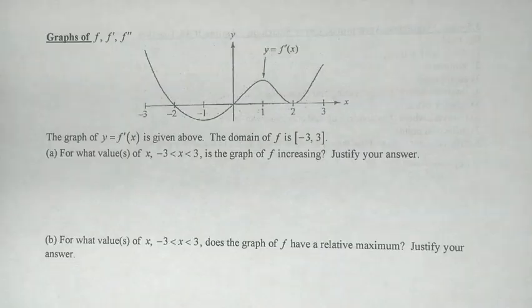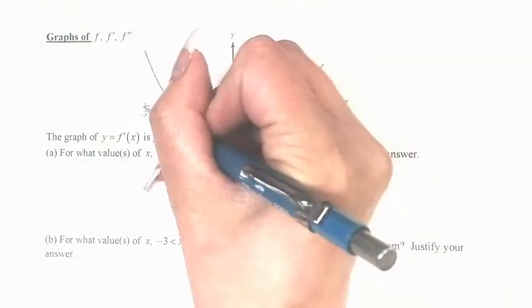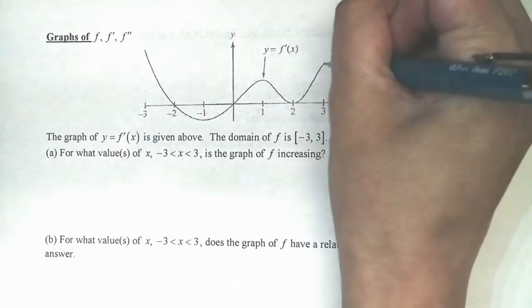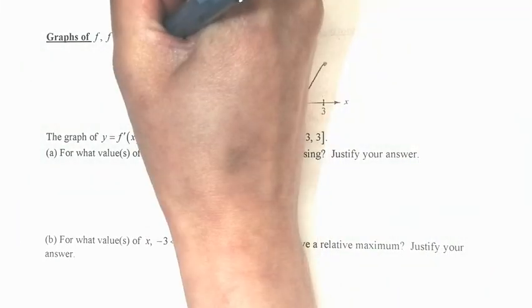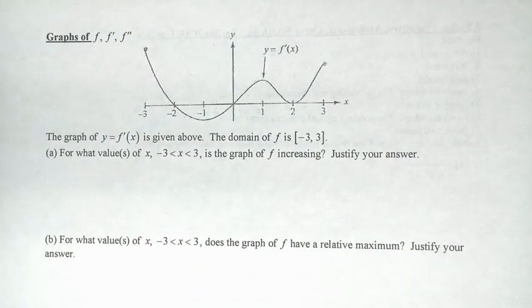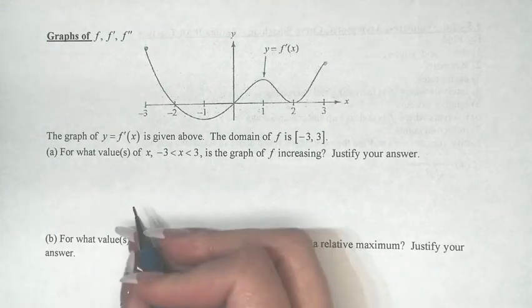Hi guys, today we're going to learn about graphs of f, f prime and f double prime. Let's look at this problem. The graph of y equals f prime of x is given above. We have that this is going to be from -3 to 3. You can either put this as a shaded dot, that's fine, or not, okay?